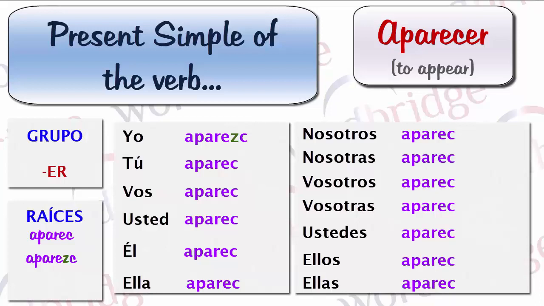Let's see. Yo aparezco, tú apareces, vos apareces, usted aparece, él aparece, ella aparece, nosotros aparecemos, nosotras aparecemos, vosotros aparecéis, vosotras aparecéis, ustedes aparecen, ellos aparecen, ellas aparecen.